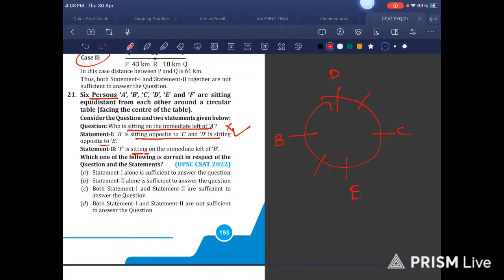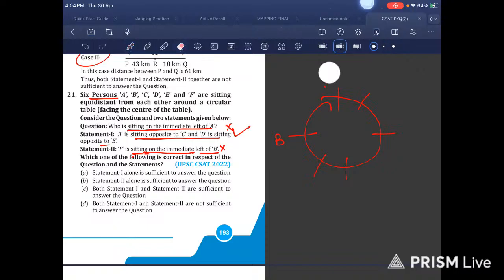Now let us move to another statement. F is sitting on immediate left of B. B's left is what? This. So just give me a second. Now let me just erase this. F is sitting immediate left of B. So from this alone we cannot get anything.